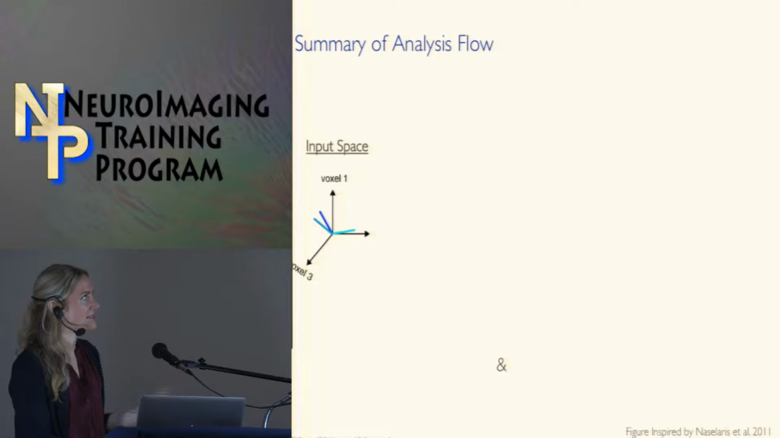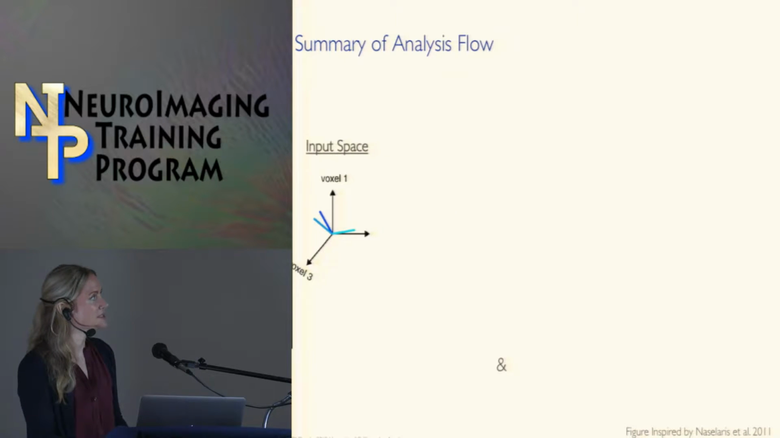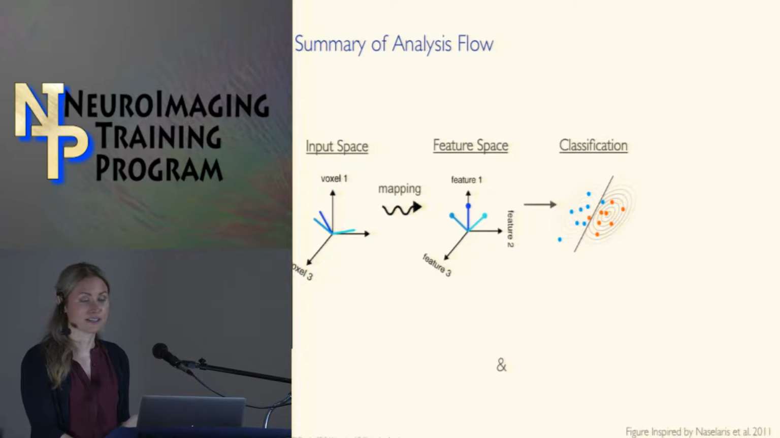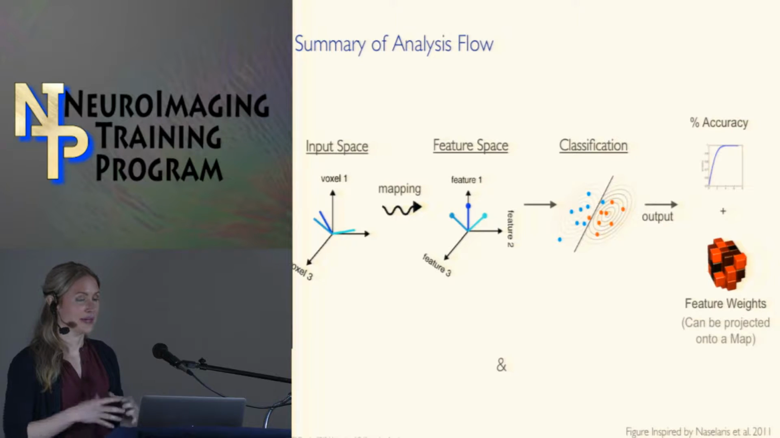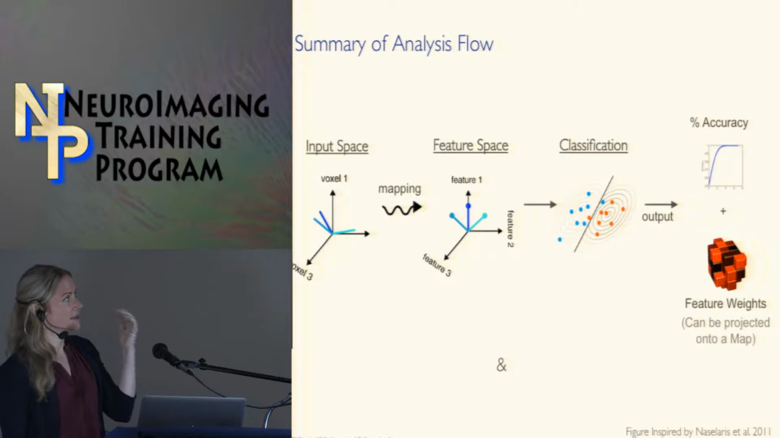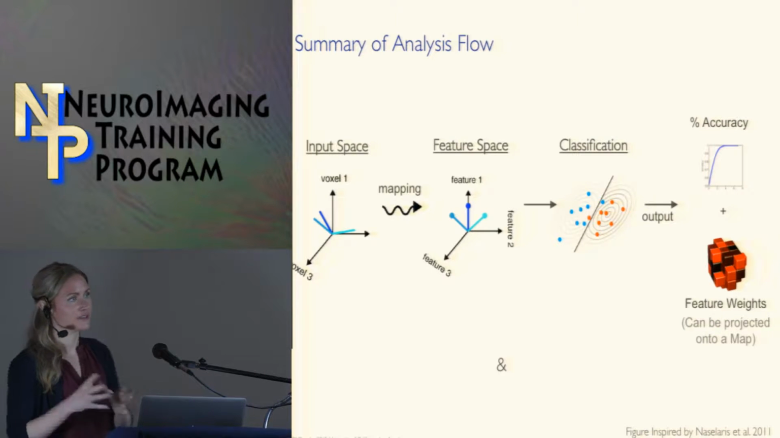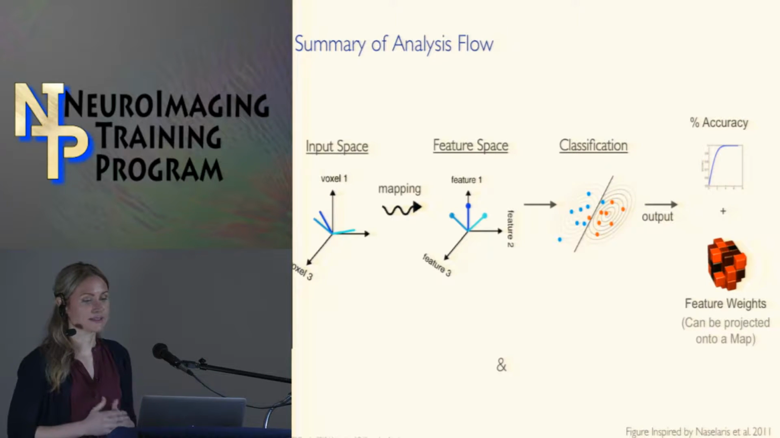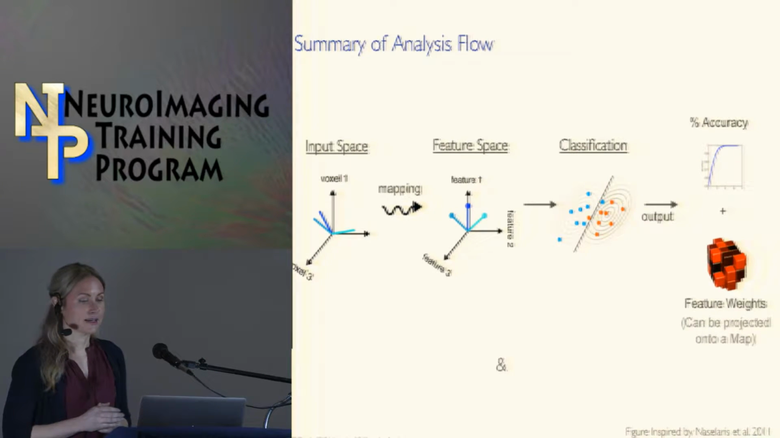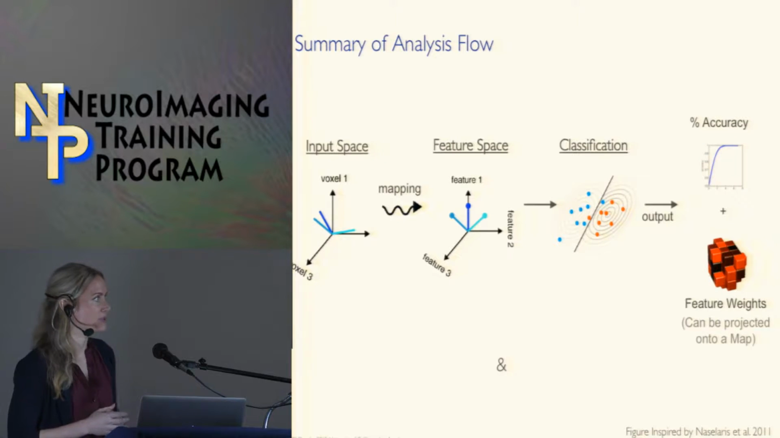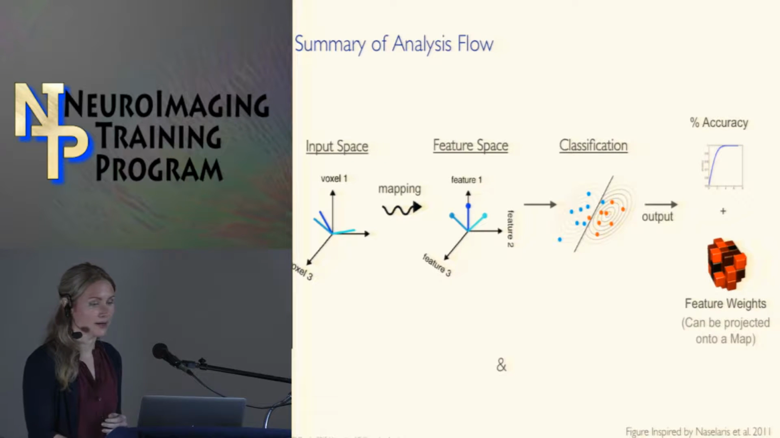So just to summarize the analysis flow, we have an input space, say some voxels. We map that to a feature space. We then perform a classification, and then we have this output, which is a percent accuracy of how well we were able to make predictions on the test set, as well as these feature weights. And these feature weights can be mapped back to the brain, but that's what I'm going to talk about: should we really be doing that? Why or why not?